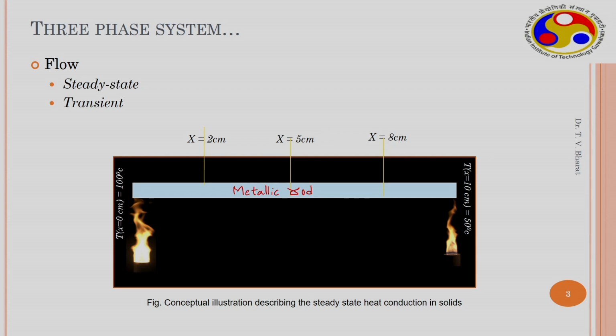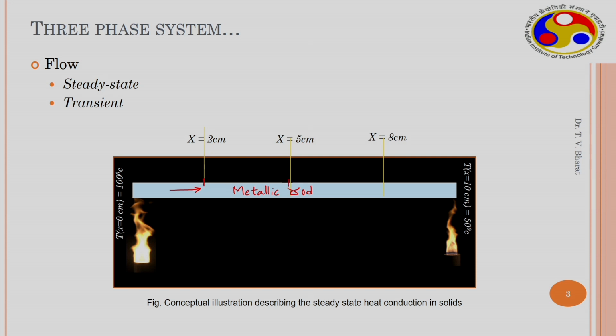So under these constant heating conditions at the two extreme boundaries, there is a heat flux you can expect at any given cross section within the metallic rod. Therefore there is a conduction of heat that takes place from this end to the other end, because here more energy is given and here less energy is given, so there is a flow from left to right in this particular case.